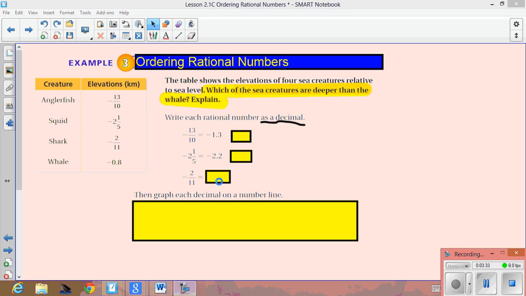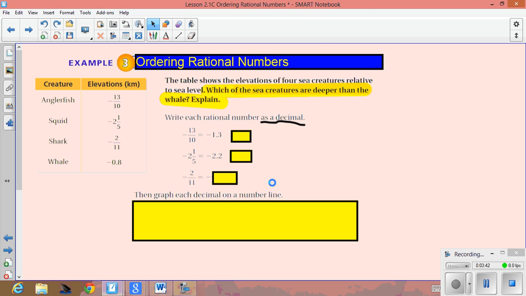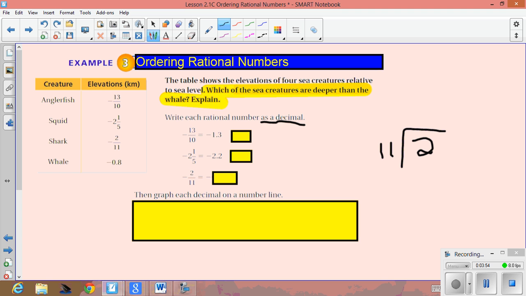In our third example, we're going to take negative 2 over 11 and convert that to a decimal. So we know our answer is going to be negative. So I'm going to take 2, and I'm going to divide that by 11. How many times does 11 go into 2? No times, so we add a decimal and a 0. 2 goes into 20, 1 time. 1 times 11 is 11. Subtract, we get 9. Add a 0 and bring down. 11 goes into 90, 8 times.